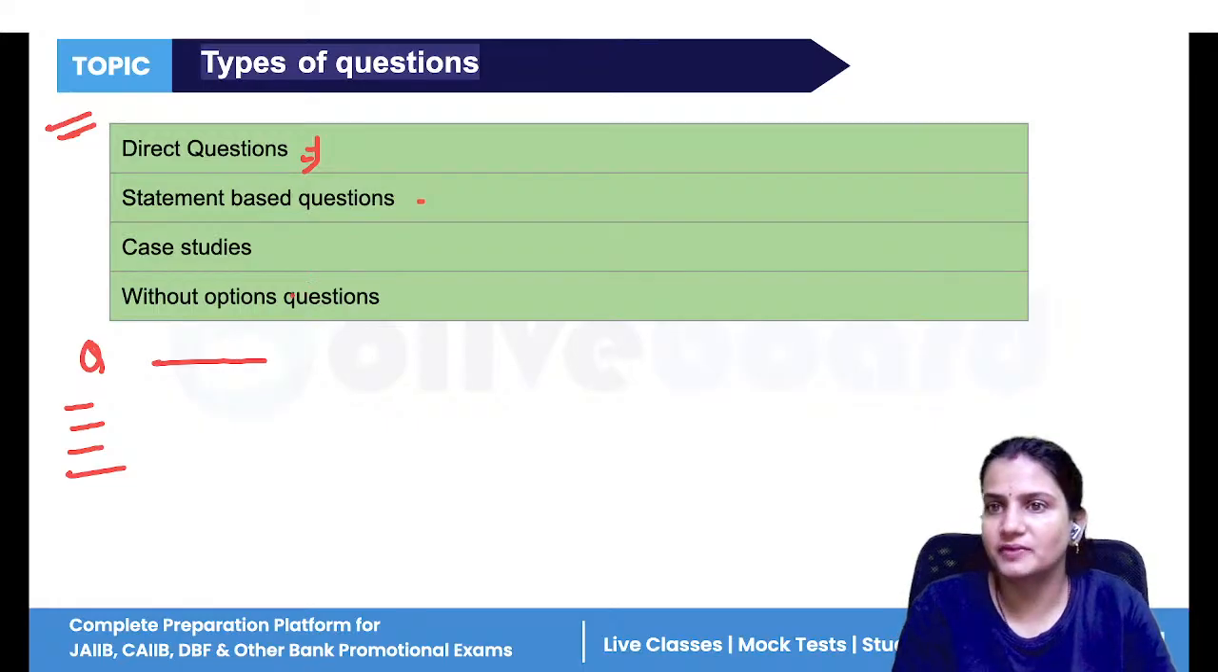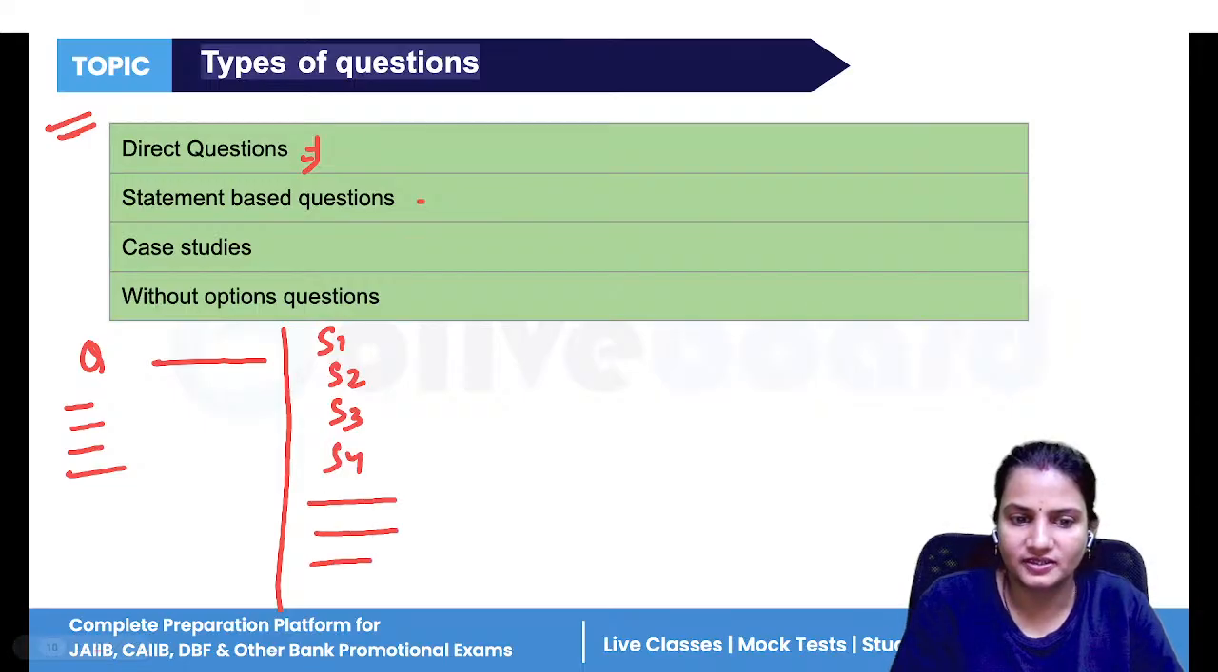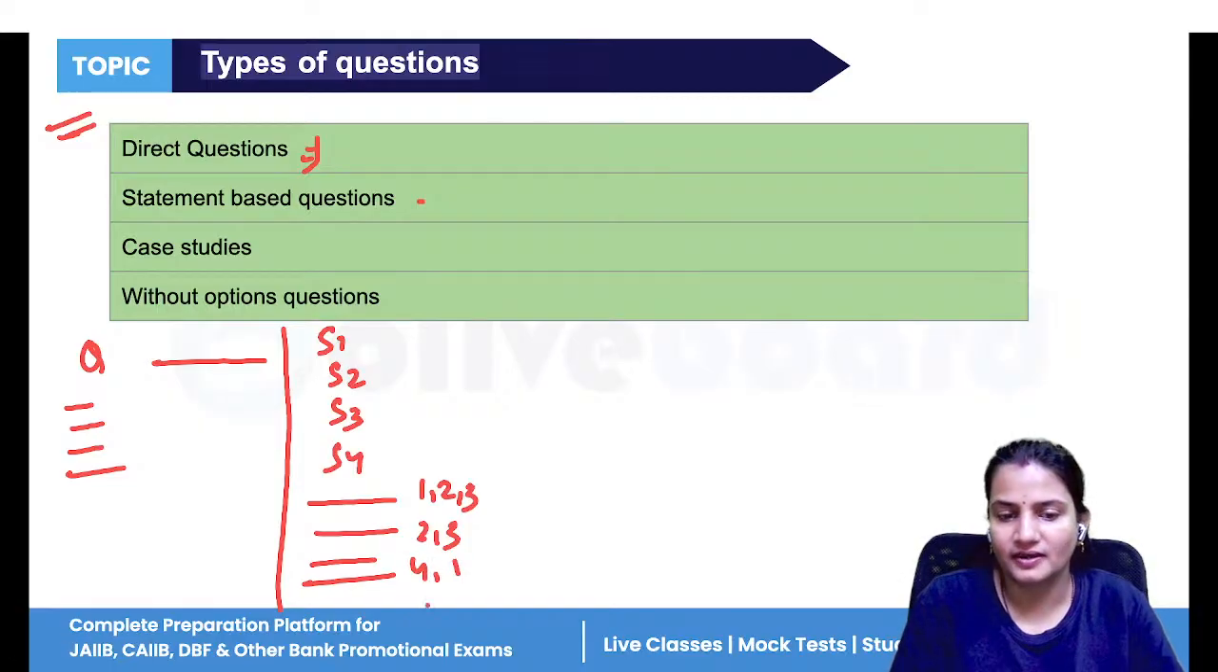Now, statement-based questions are of 2 types. Like statement 1 is given, statement 2, statement 3, statement 4. And then in the options it is asked whether 1 and 2, 1, 2, 3 are correct, 2 and 3 are correct, 4 and 1 are correct, only 3 is correct, none of the statements are correct, or all of the statements are correct. So this is the statement-based question.